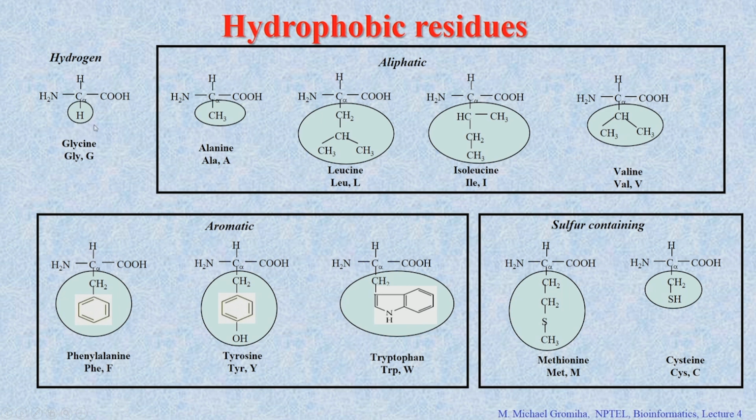This is the only amino acid which is not chiral, right, because here all four groups are not different. But in all the 19 other amino acid residues, the groups attached to the carbon are different, so they are chiral amino acids. So, the second group: aliphatic amino acid residues, right.